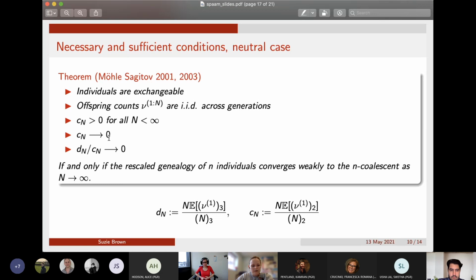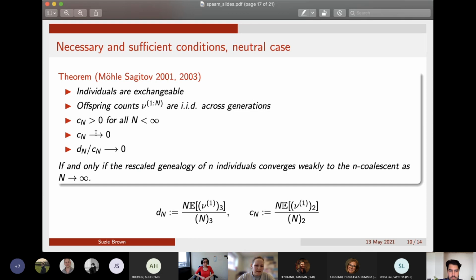The condition that Cn goes to 0 ensures that we have a continuous-time limit. I won't go into the details about that because it's to do with how we set the timescale as well, which I'm sort of avoiding, but we just assume we have an appropriate timescale, hence rescaled genealogies.